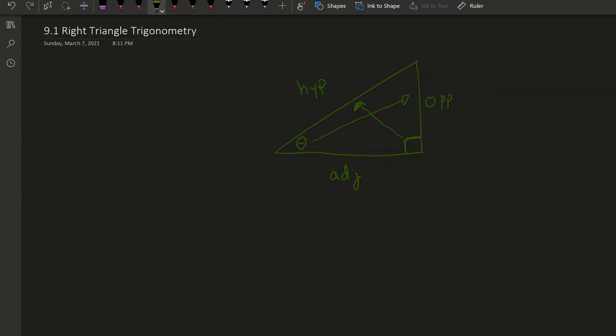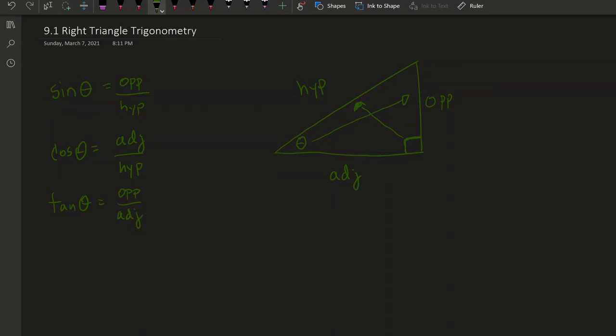Now, there are 6 ratios that are made using these 3 sides. So the first one is called sine. So we would say the sine of theta is equal to the opposite divided by the hypotenuse, where the cosine of theta would be considered the adjacent divided by the hypotenuse. The tangent of theta is equal to the opposite divided by the adjacent.